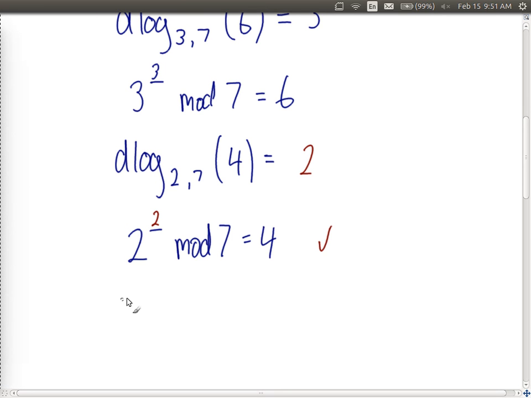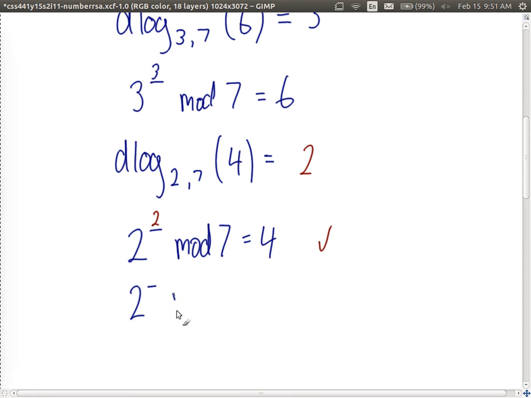But someone else said 5. 2 to the power of something mod 7 equals 4. Does 5 work? 2 to the power of 5 is 32. 32 mod 7 is also 4. Which one's correct? They are both correct according to our definition of 2 to the power of some integer mod 7 equals 4, where it could be 2 or 5. Both of them are less than 7. So we have two potential answers here.